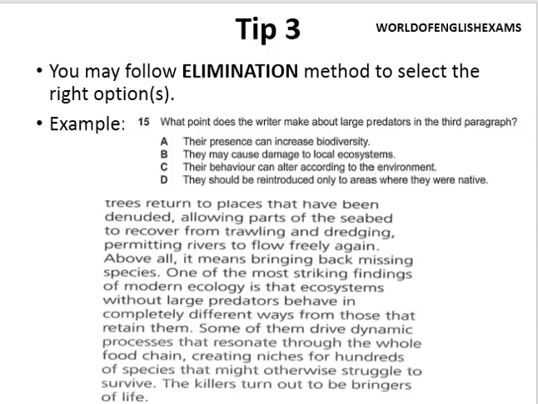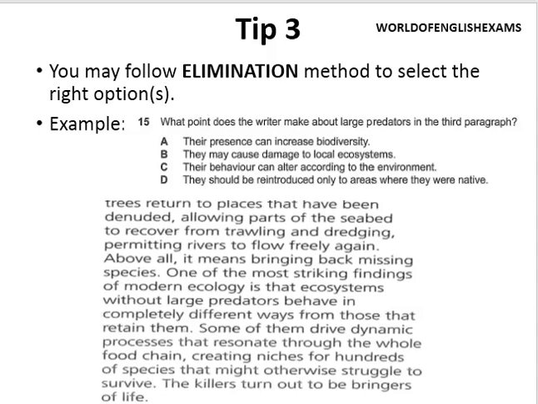Now let's go back and eliminate. Let's follow elimination. Option A, their presence can increase biodiversity. So what is the meaning of bio? Bio means life. Diversity is number, range. Which means that the presence of large predators is indirectly impacting the lives of other organisms. Absolutely, this is what we are looking at. If you look at it clearly, we don't have the word biodiversity, but the meaning of biodiversity is conveyed in the passage. So this is the right answer.